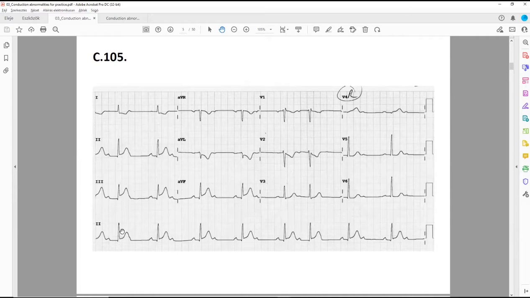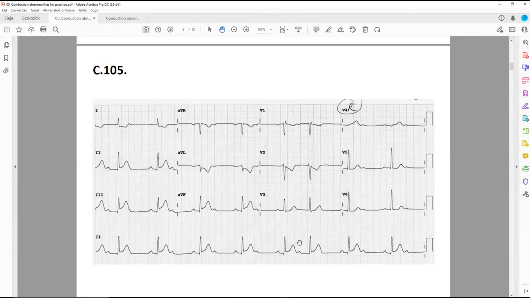Now, here we have another problem. Look here. It looks like we have about equally placed RR, but here we have something else. What do we have here? We have an early coming beat, because we have a P wave, but that P wave is different from the previous one. I think an atrial premature beat is right here.